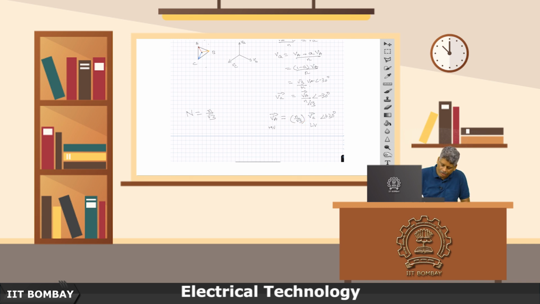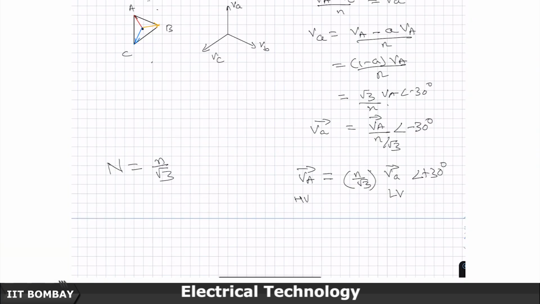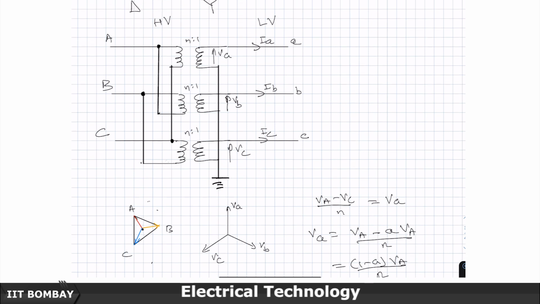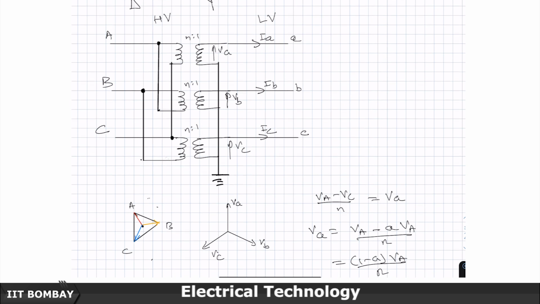Now, we should be able to see the same thing with currents also, just like in the previous example when we did the star to delta, HV star and LV delta. So, same thing we should be able to see in this connection also. So, we need to complete the current transformation for the balanced load from the LV to the HV.